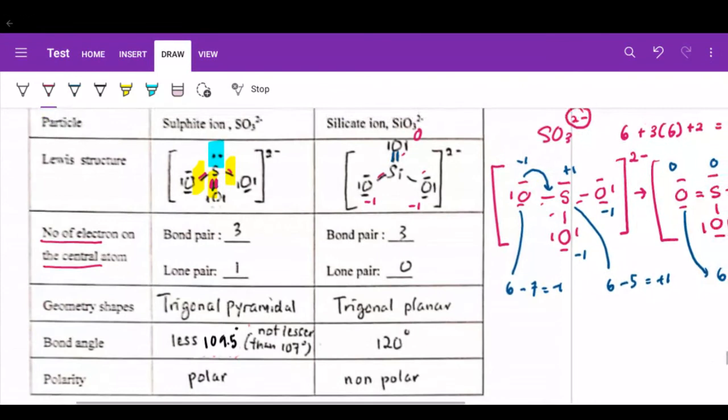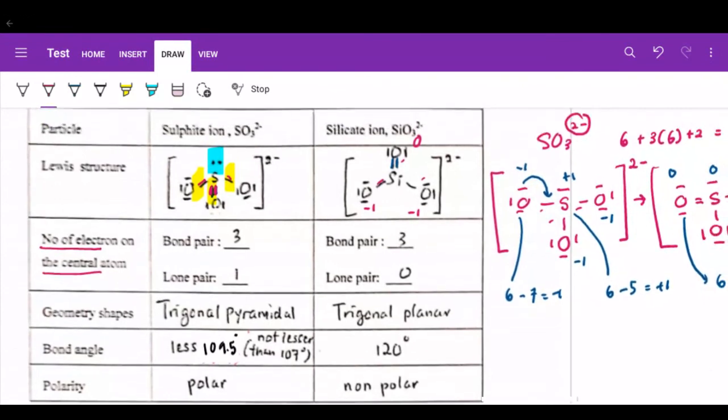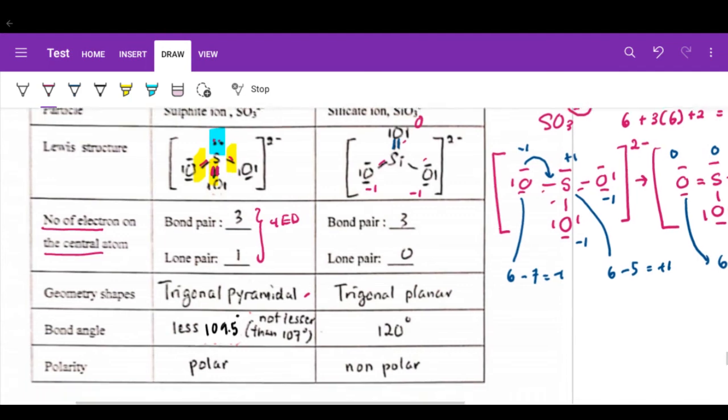Okay. For the geometry shape, in total it has 4 electron domains. For electron domain, it will be tetrahedral, but it has 1 lone pair. With the lone pair, it will become trigonal pyramidal. And for the silicate ion, there is no lone pair. So no lone pair meaning that it is trigonal planar. Make sure you can memorize all the geometry shapes for the VSEPR theory.